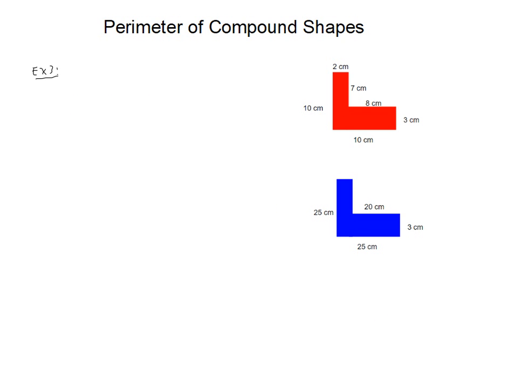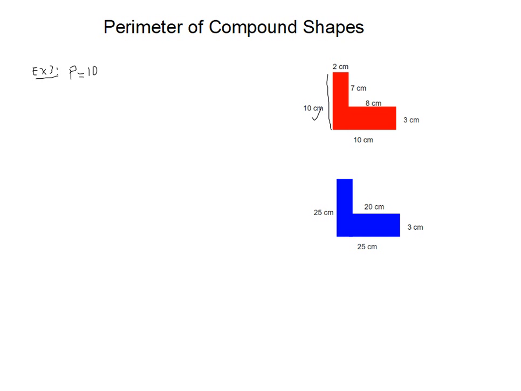Example number 3. And again, the perimeter is the distance all the way around the outside. So I'm going to start with this step here. Perimeter, we're going to start here. I'm going to start with this 10-sided, this length of 10 centimeters on this side. So that'll be my first one.